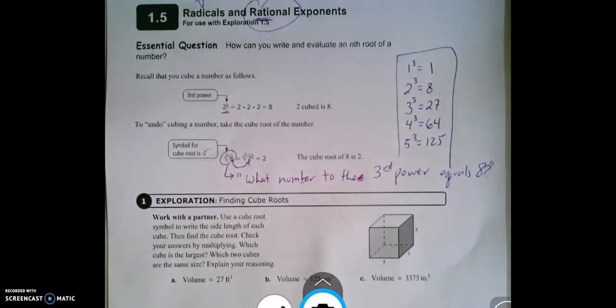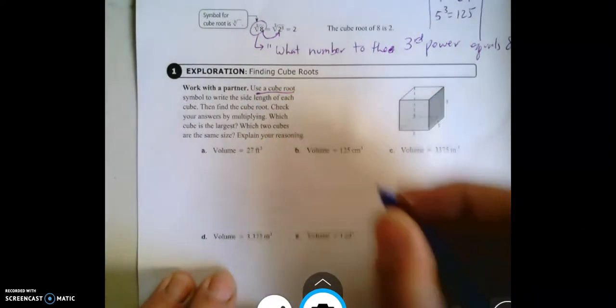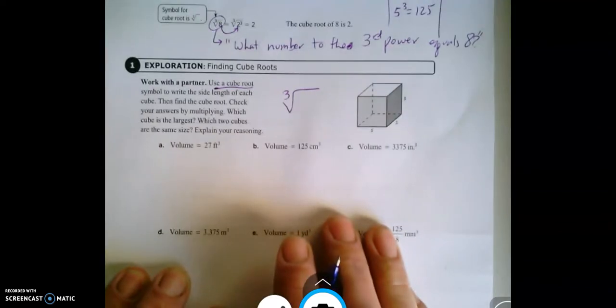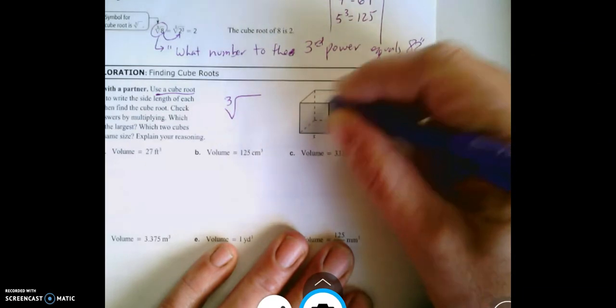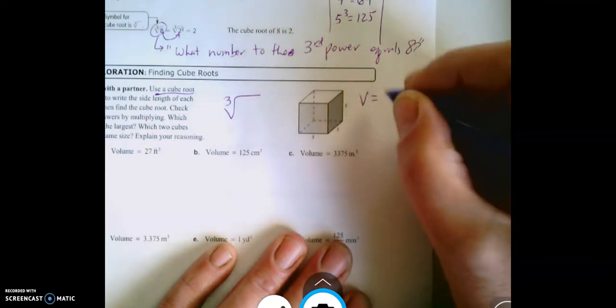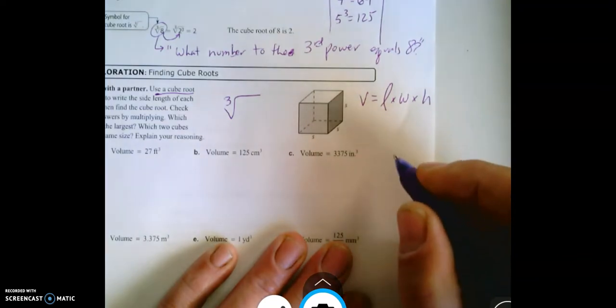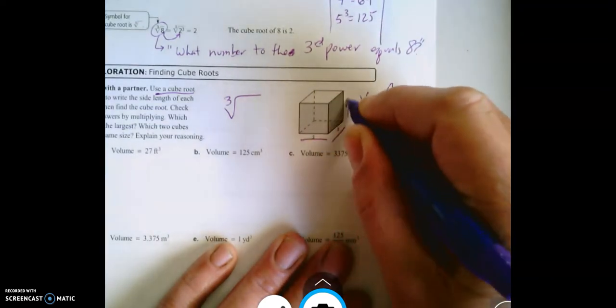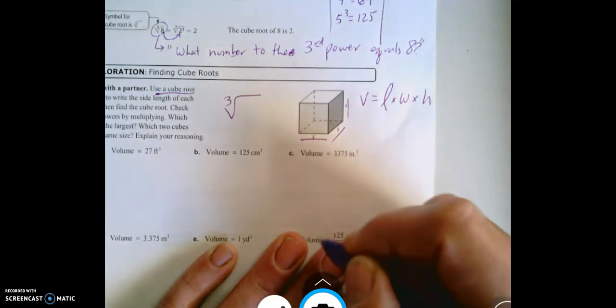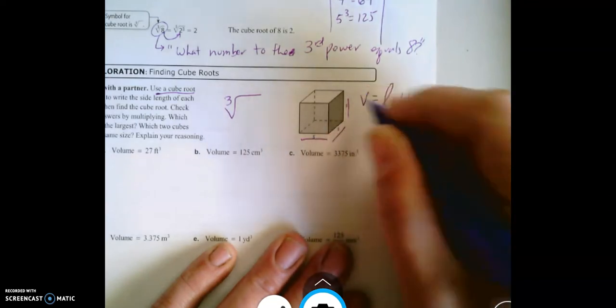All right, let's take a look at the exploration and see what they're asking for. It says use a cube root to write the side length of each cube. Why cube root? They don't really say. This is a cube, and that's where we get cube root, but let's not dwell on that. The volume would be length times width times height, usually. Sometimes they give you numbers, sometimes variables. Here they give us all the same variable, s, s, and s. So length, width, and height are s, s, and s.